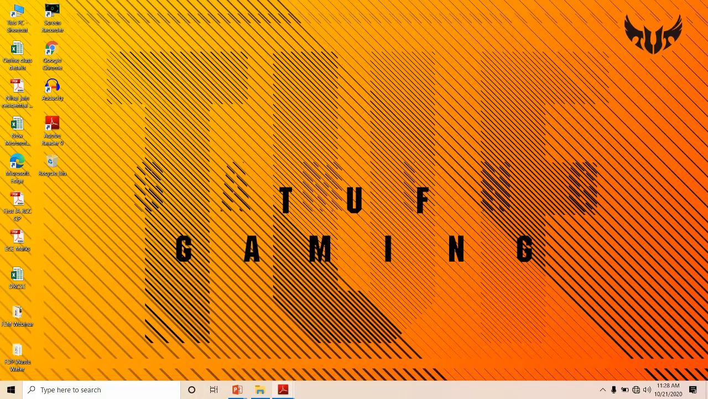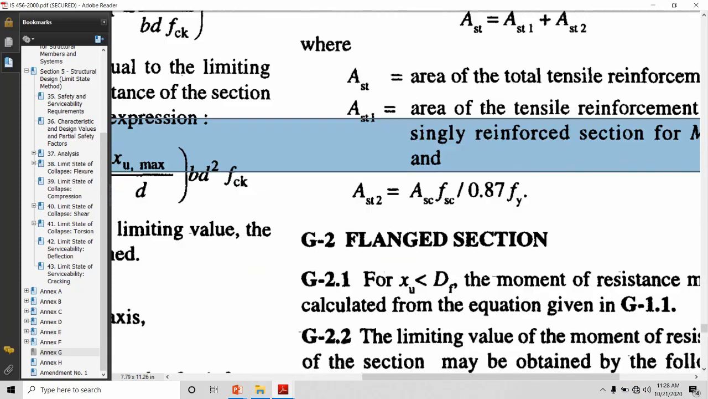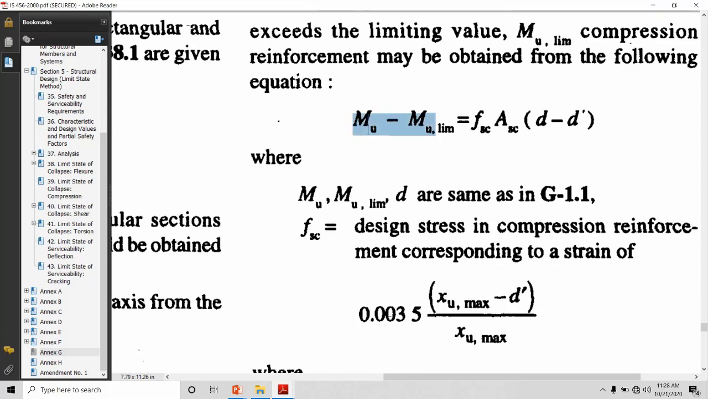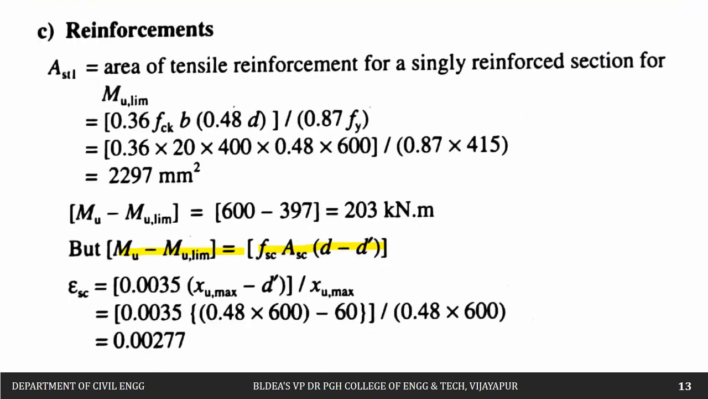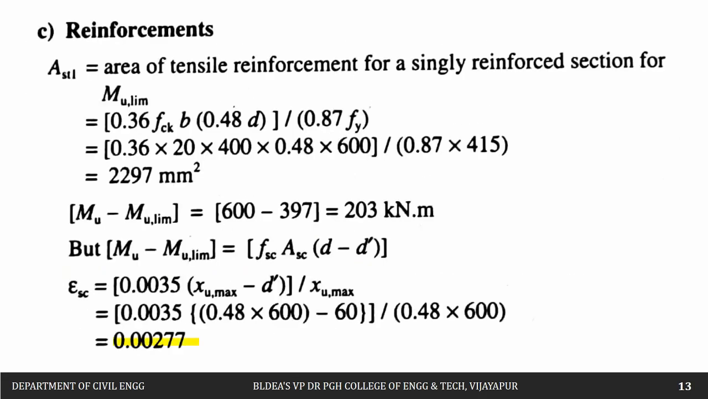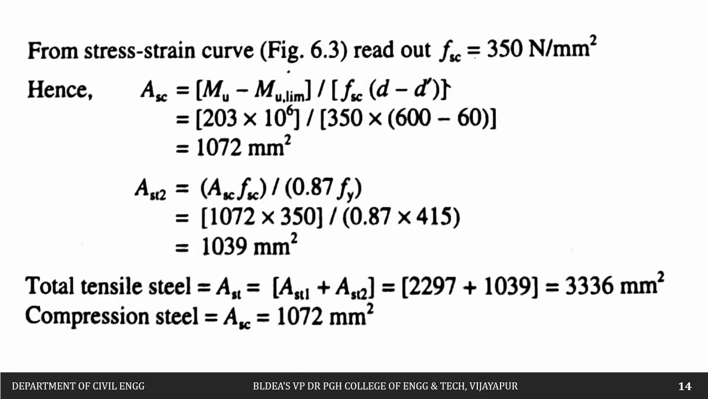Let me show you where that formula is given. Here itself it is given. You can see MU minus MU LIM is equal to FSC into ASC into D minus D dash. So epsilon SC is 0.0035 times XU max minus D dash divided by XU max. If you simplify, you'll get the answer as 0.00277. Then next, based on this 0.00277, we have to read the FSC value.